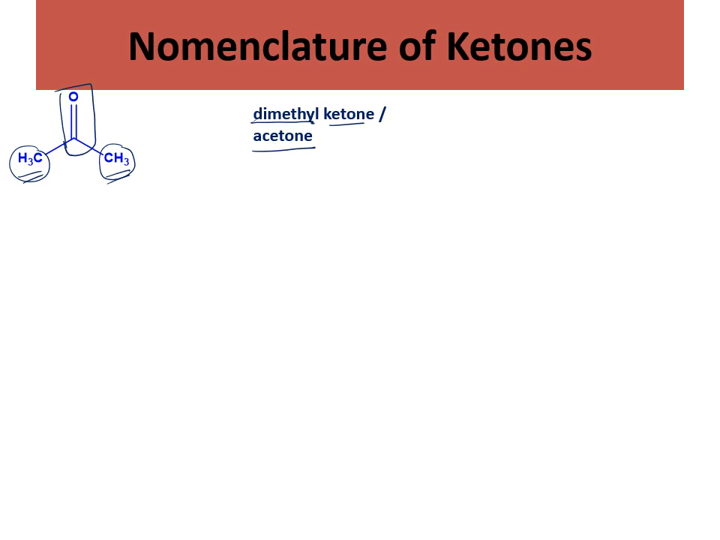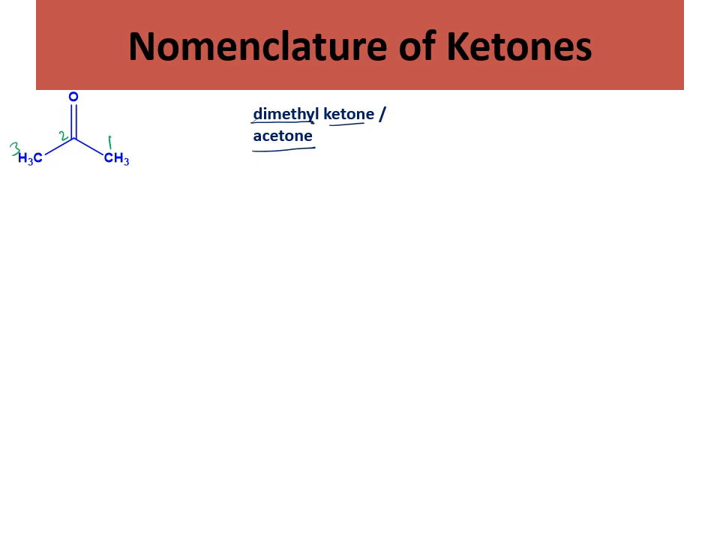When we want to give the IUPAC name, what we are supposed to do? Basically, we are supposed to count the number of carbons in total present in the longest chain, and the number of carbons in this case are 1, 2, 3. There are 3 carbons. So it is a propane molecule.